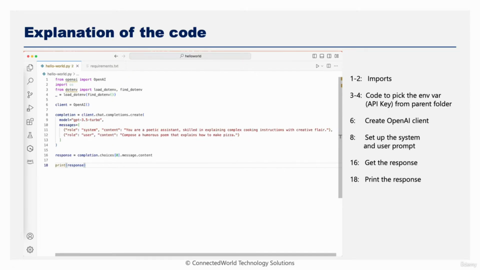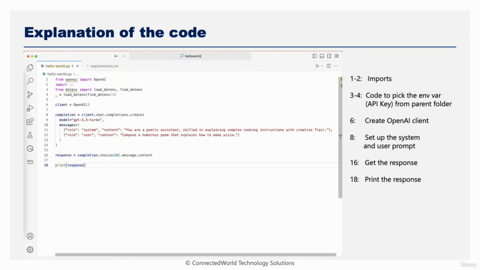And here's an explanation of the code behind what you saw just now. Notice how short the code is. The various lines of code perform the actions as described below. Lines 1 and 2 handle all the imports. Lines 3 and 4 is the code to pick the env variable or the environment variable, which is the API key, from the parent folder. Line 6 is where we create the OpenAI client.